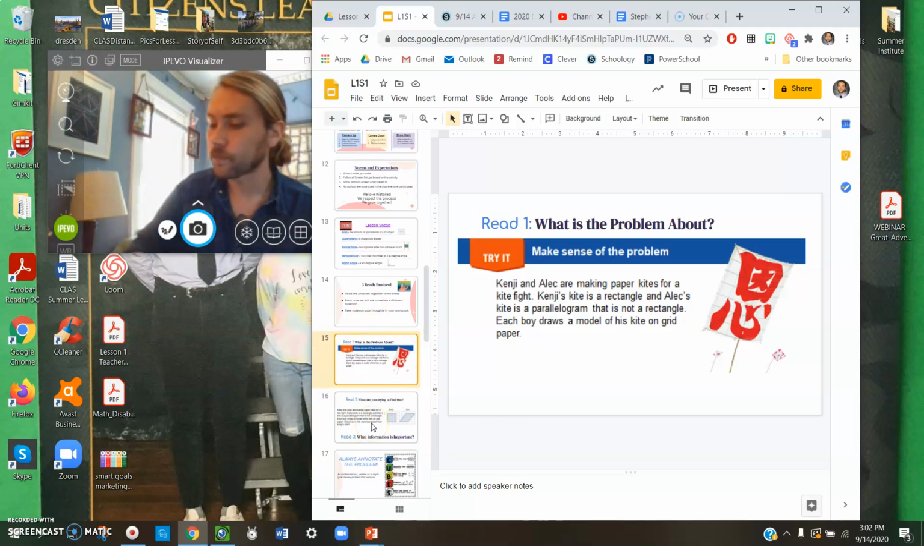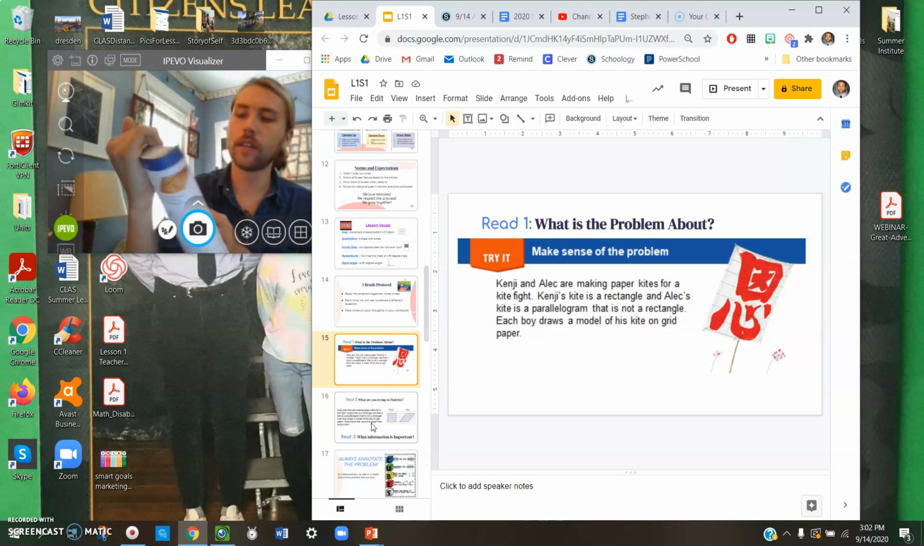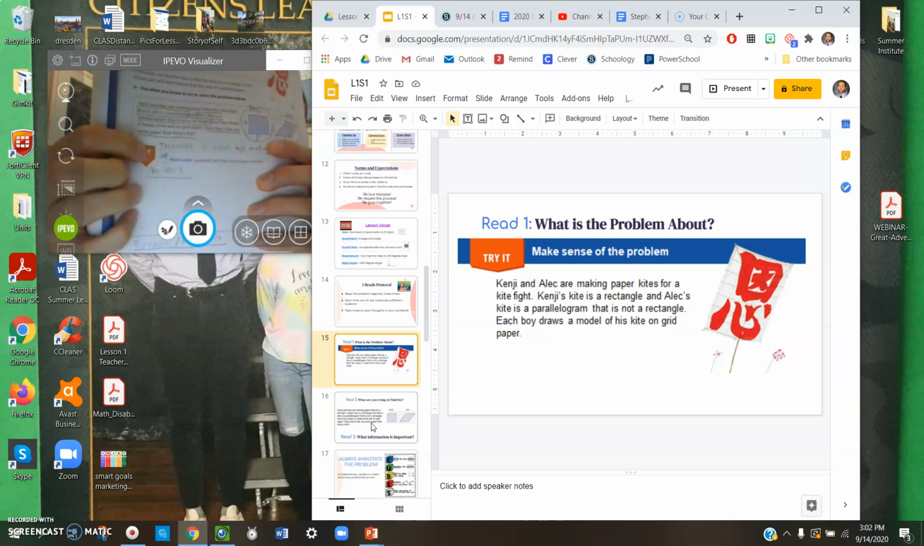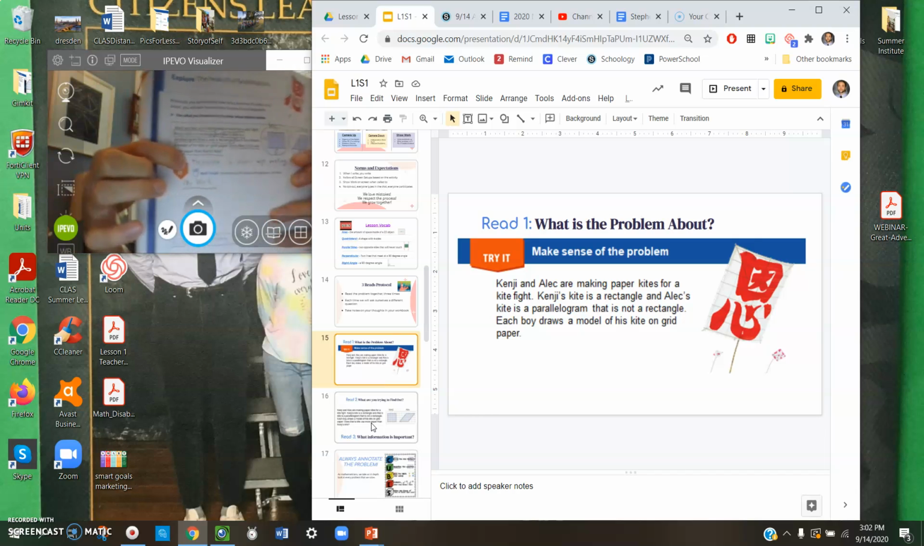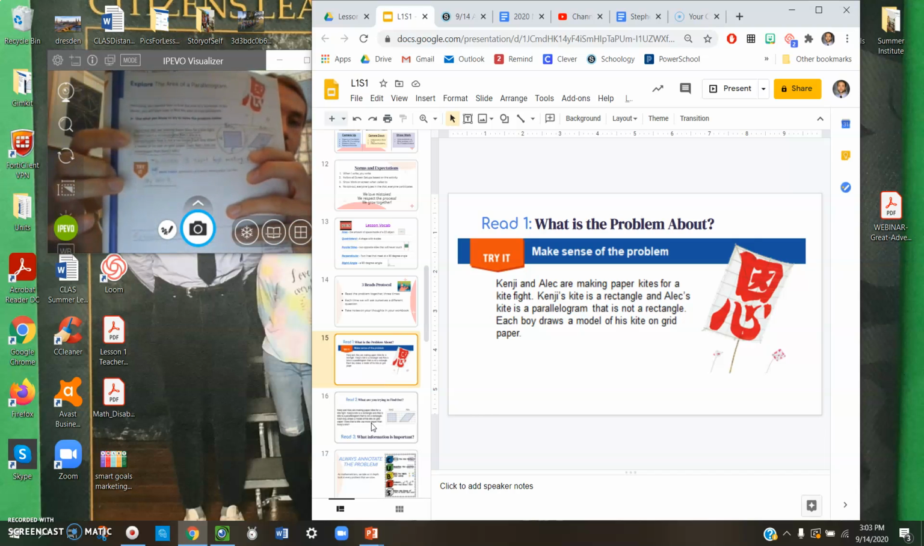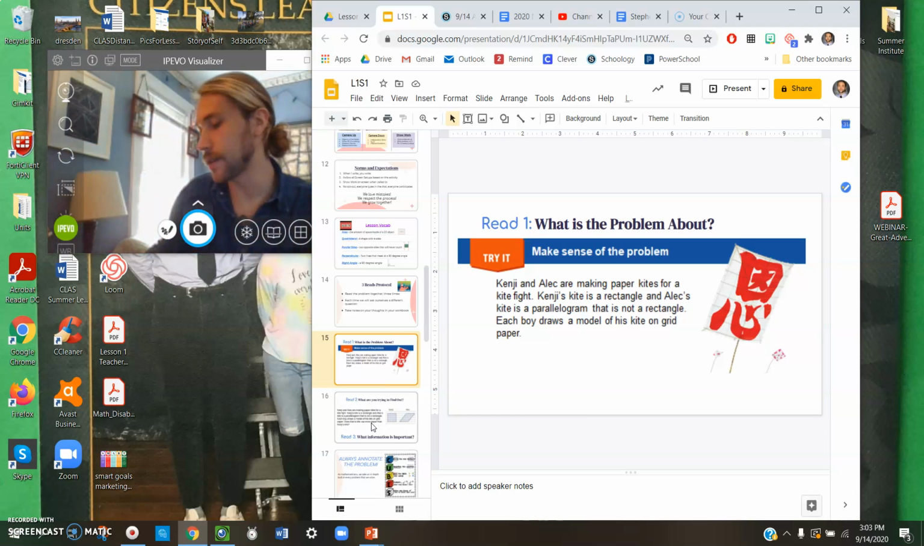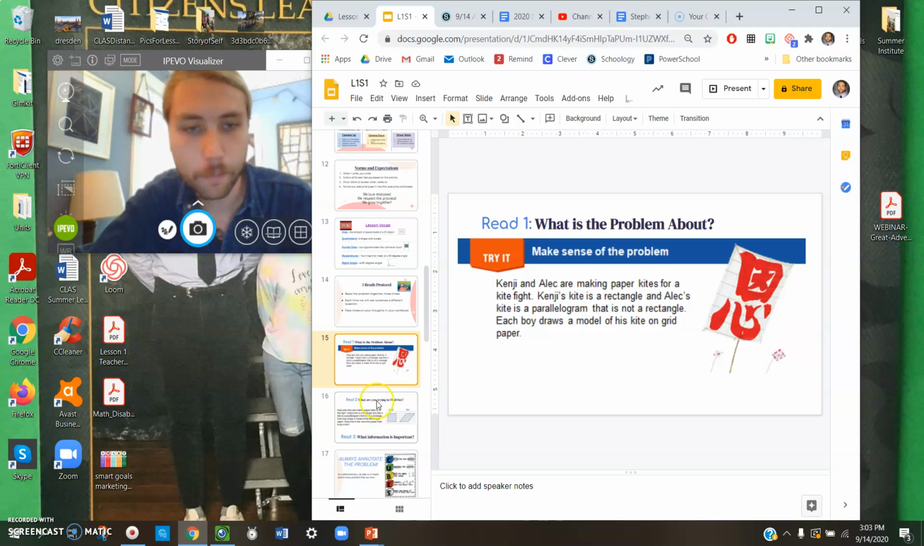So right now, our read one information should be written down in our workbook, and we should have that concept. Let's write it here on this line, right above the box for your work. So write down that this problem is about boys making kites for a kite fight.